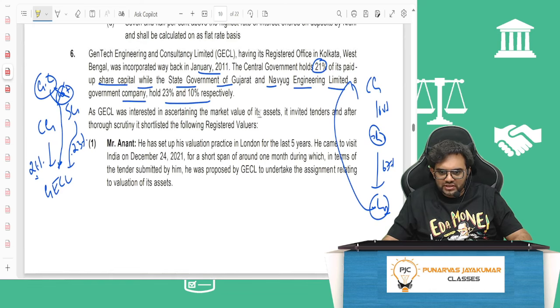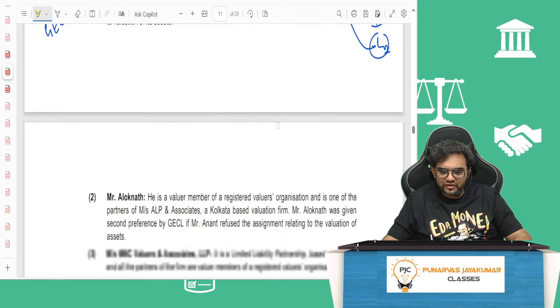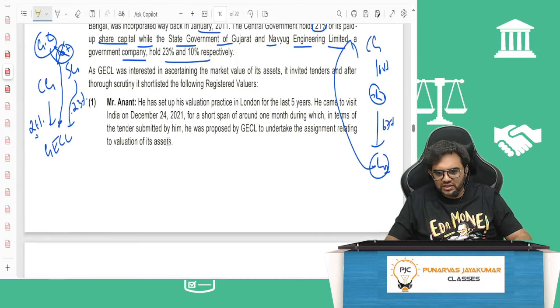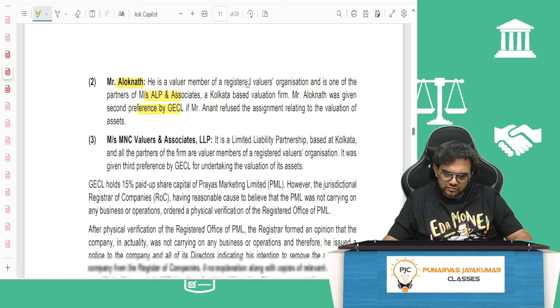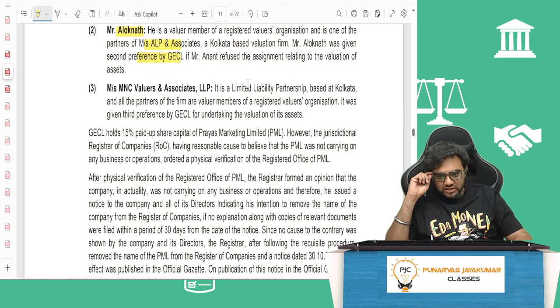They want to ascertain the value of the assets. So tenders were invited for valuers, and 3 tenders have been given. One, Anant, has a valuation practice in London for 5 years. He came to India on 24th December, a short span of 1 month, and then he has proposed the tender. So can a non-resident be a valuer? Second, a valuer who is a member of a registered valuers organization, Alok Nath. He is a partner of ALP and Associates firm. Mr. Alok Nath was given second preference by GECL. First preference was Anant. Third, MNC Valuers and Associates Limited Liability Partnership based in Kolkata. All partners are valuer members of the organization.